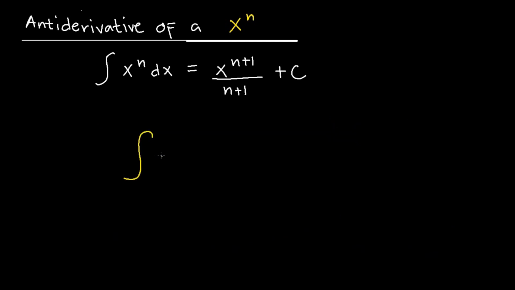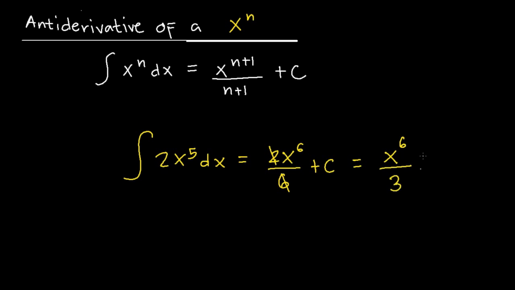So try to solve this. The antiderivative of 2x to the 5th. The antiderivative of that is 2x to the 5 plus 1, which is 6, over 6, plus c. Simplify: x to the 6 over 3 plus c. So I hope you got it.